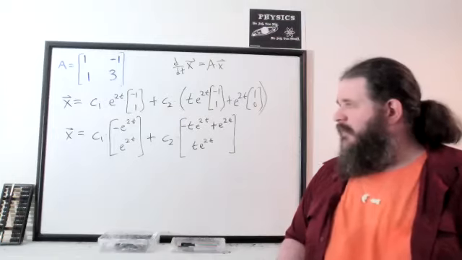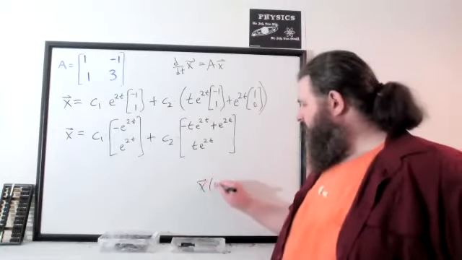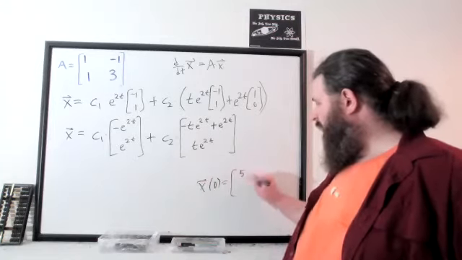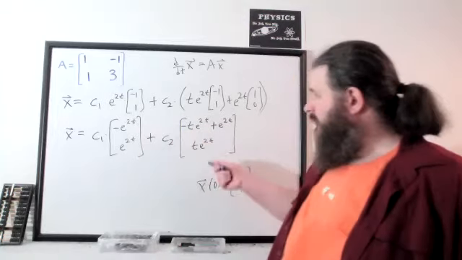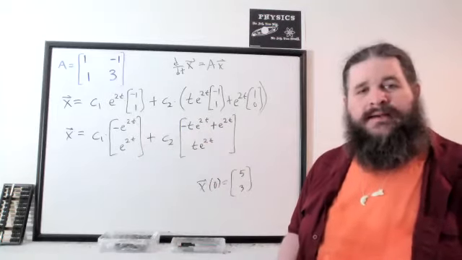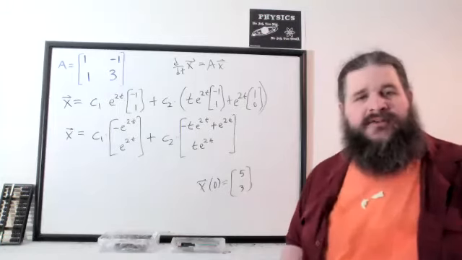For instance, we can now plug in, let's say we have the initial conditions. Let's say we know that x of 0 equals, I don't know, (5, 3). You could plug in 0 for t, simplify all of these, because all of the e to the whatevers become 1. And then you could set that equal to (5, 3) and solve for C1 and C2.